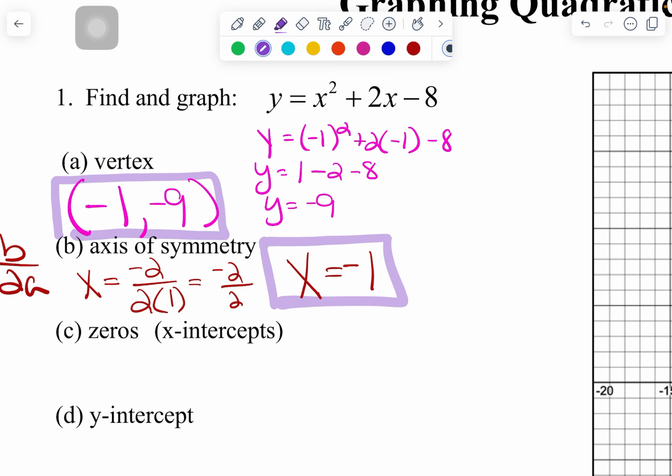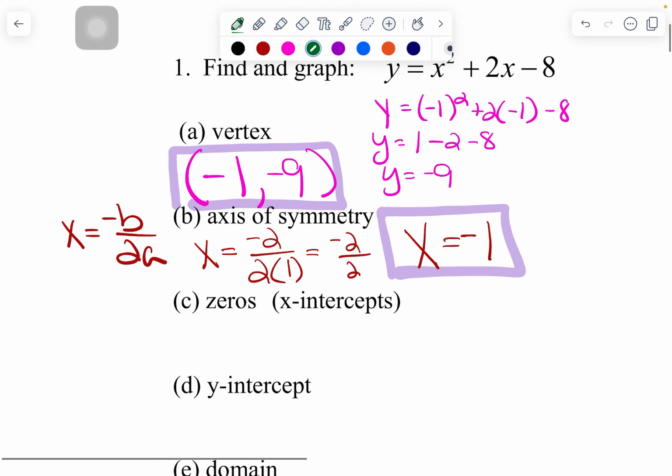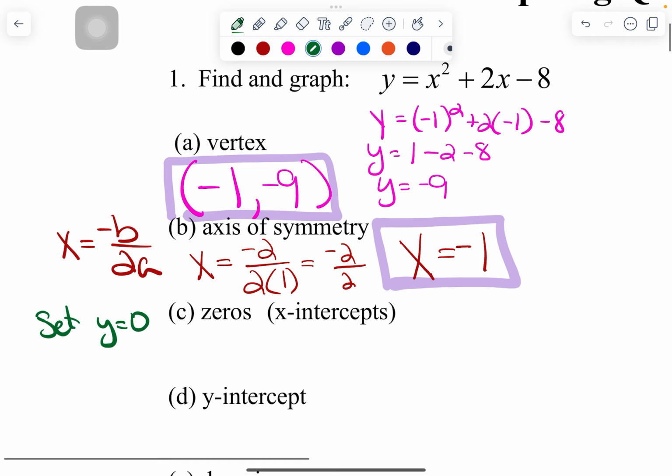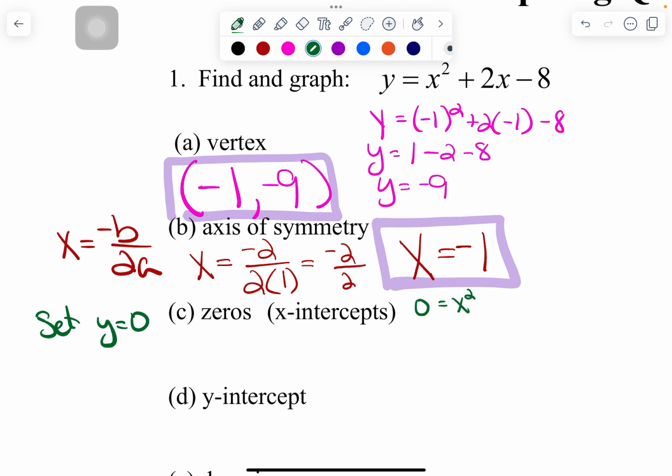So now that we've got the vertex and the axis of symmetry, let's talk about finding some zeros. Okay, so the zeros are better known as x-intercepts. And the way we're going to find those is to set y equal to 0. So back at the original equation here, where you have y, just make that equal to 0. So 0 equals x squared plus 2x minus 8.